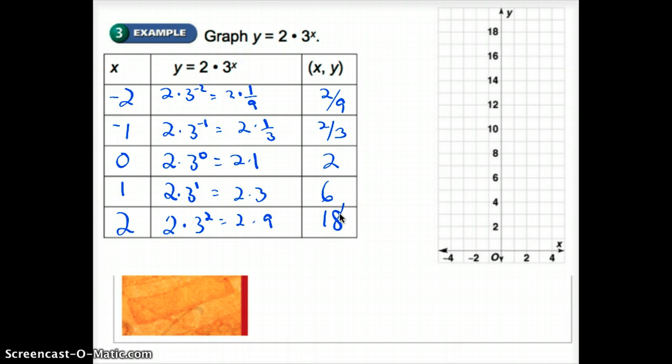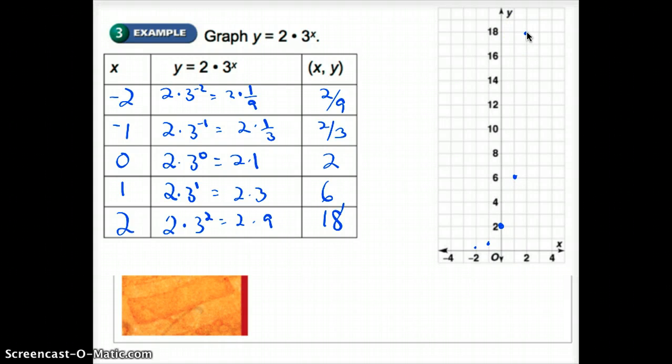Okay, and now I'm just going to plot my points. So -2 should be 2/9, so I'll see how accurate I can be. I'll just make an estimation. -1 should be at 2/3. 0 should be at 2. 1 should be at 6. And 2 should be all the way up here at 18. So you can kind of see those.